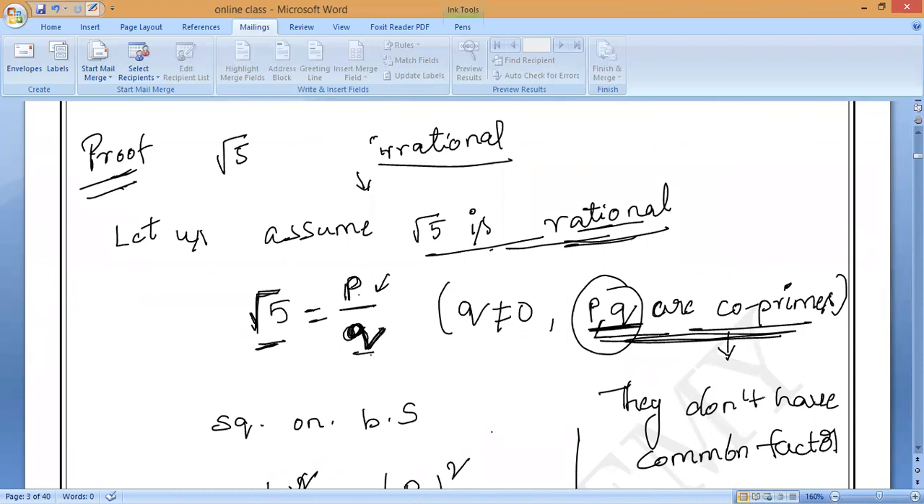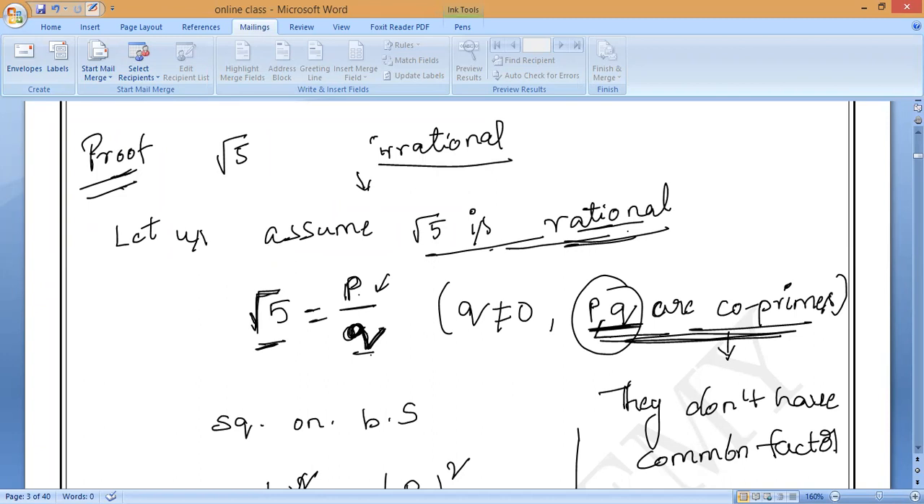Can I explain, or no need? Explain, ma'am. Okay. Here we have to prove that root 5 is irrational. So here we take contradiction. Contradiction means reverse. What is the reverse word for irrational? Rational, ma'am. So our assumption is that root 5 is rational.